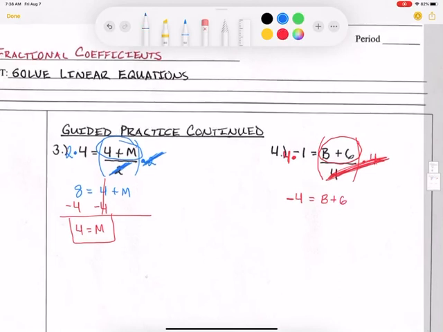To get b by itself, I simply subtract 6 from both sides. Negative 4 minus 6 is going to give me negative 10. So negative 10 is equal to b.